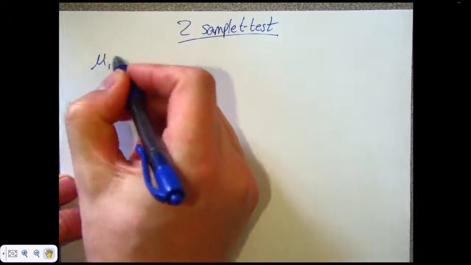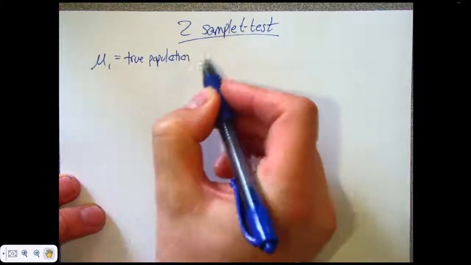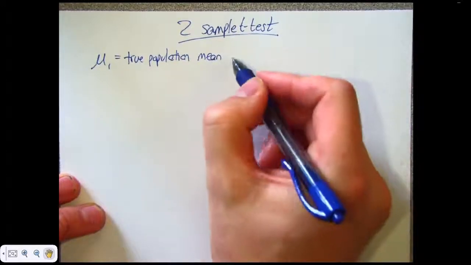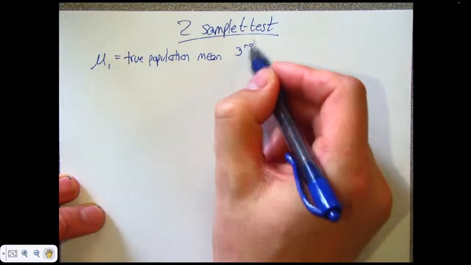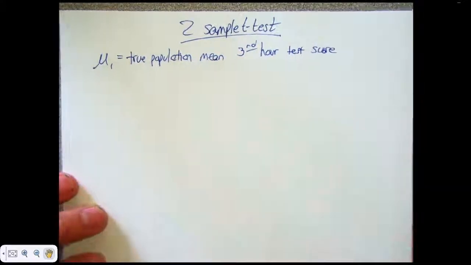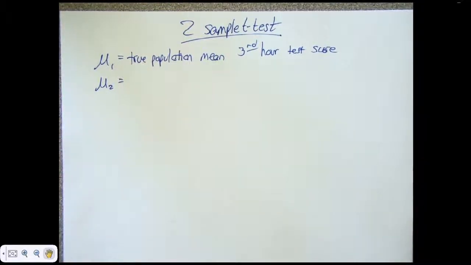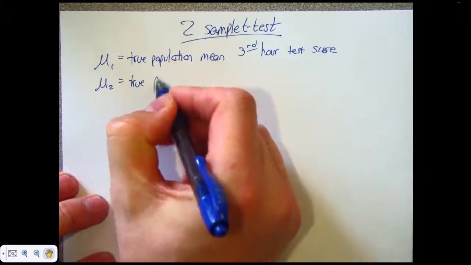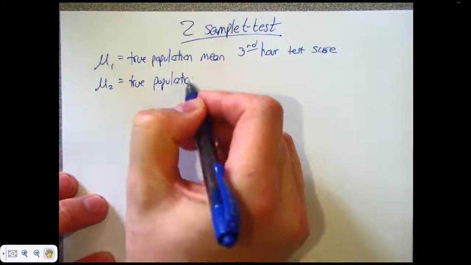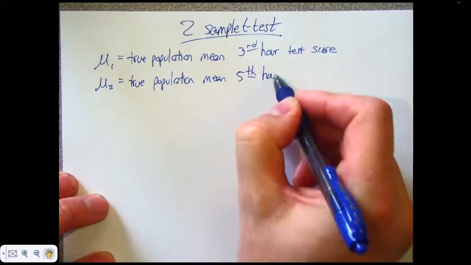So the mu1, you'd say true population mean 3rd hour test score. This is kind of a weird example because it implies that I'm taking a sample. I'm really not. So we have to pretend there's like 300 people in 3rd hour and like 400 people in this one. We're at a big college or something. That's okay. Then mu2 would be true population mean 5th hour.